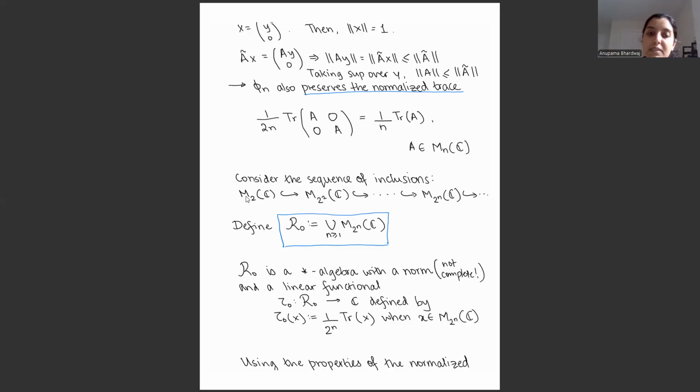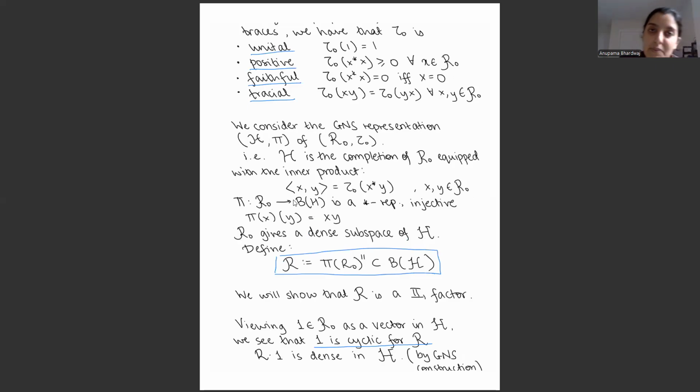So you have a linear functional tau 0, which is from R0 to C, defined as tau 0 at x is equal to 1 over 2 to the power n of the trace of x when x is in M of 2 to the power nC. So basically, at any element of M2 to the power nC, we're just taking the normalized trace, and that is tau 0. And that's how we define it. And because the phi n's preserve the normalized trace, this is a well-defined, nice linear functional. So using the properties of the normalized trace, we can conclude a few properties about tau 0 as well.